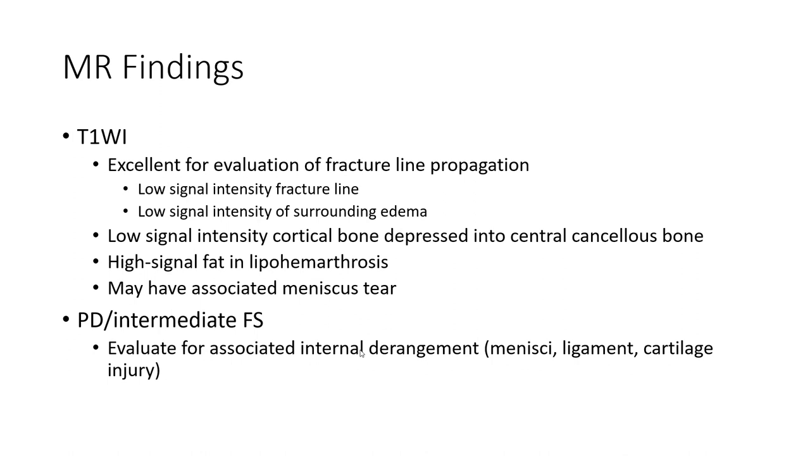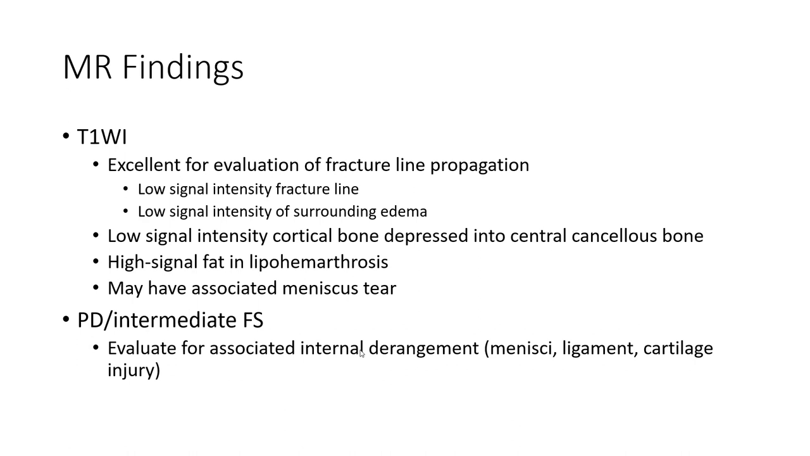On MRI findings, T1 weighted images are excellent for evaluation of fracture line propagation: low signal intensity fracture line, low signal intensity of surrounding edema, and low signal intensity cortical bone depressed into central cancellous bone. High signal fat in lipohemarthrosis may be seen, with associated meniscus tear.